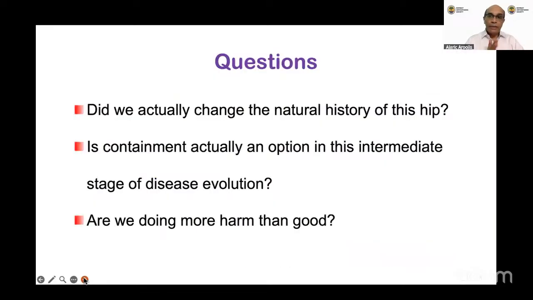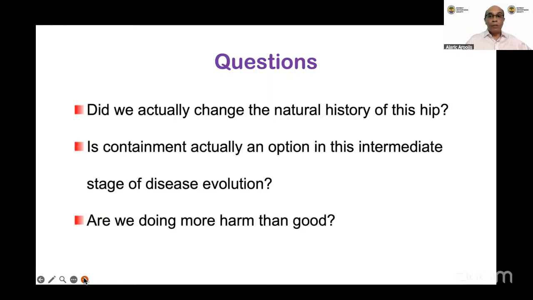So that's my case, and I'd like to pose these questions to panelists. There is still a lot of controversy on the role of shelf acetabuloplasty, and especially the management of these intermediate hips who present with Elizabethtown stage 2B.